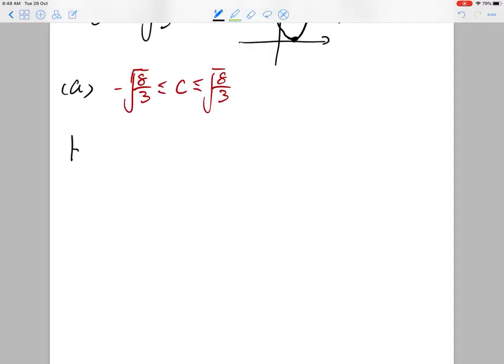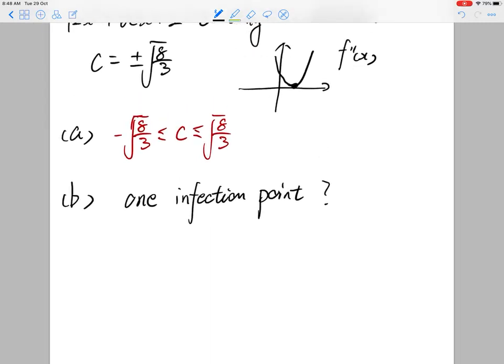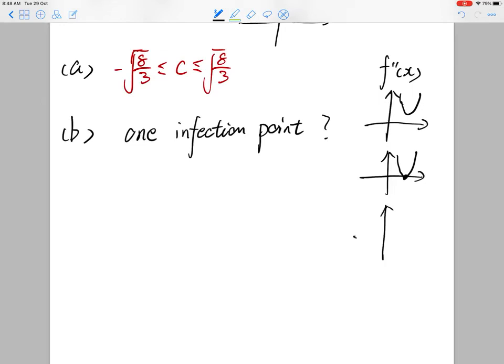Then for part B, is it possible that there's only one inflection point? For one inflection point, it's impossible because we know the second order derivative is a quadratic function. For quadratic functions, there are only 3 cases. This case, we already proved there's no inflection point. This case, only a unique solution, we proved there's no inflection point. And otherwise, you have 2 solutions, then the second order derivative changes sign twice.